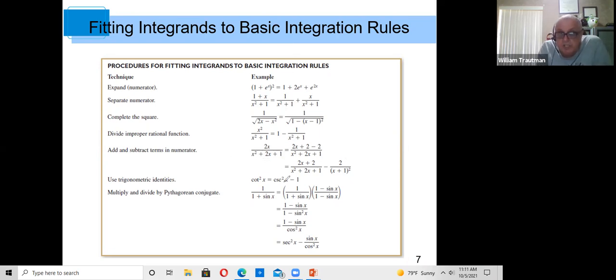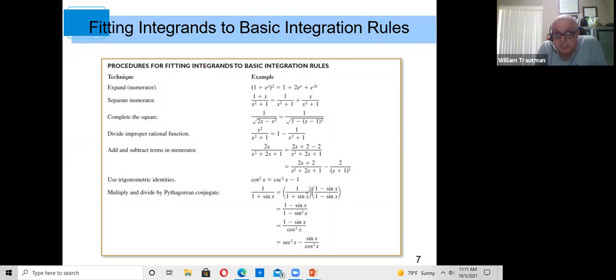Use trig identities. So definitely you can use trig identities. You just got to find the right identity. And a lot of times it's trial and error, unfortunately. A lot of times it's trial and error using that. Take a little practice.